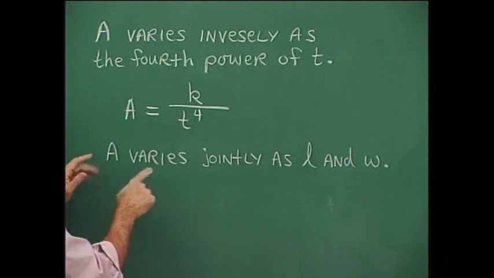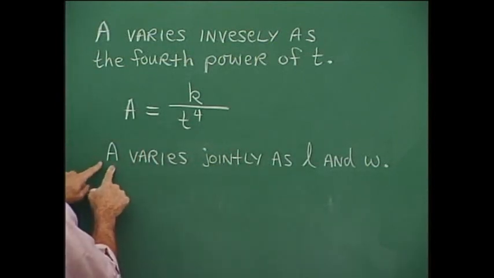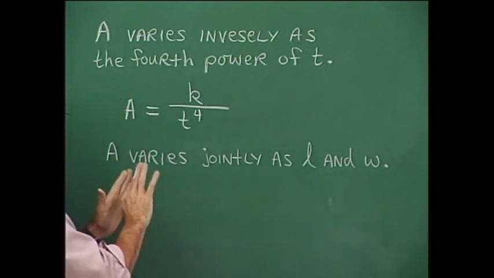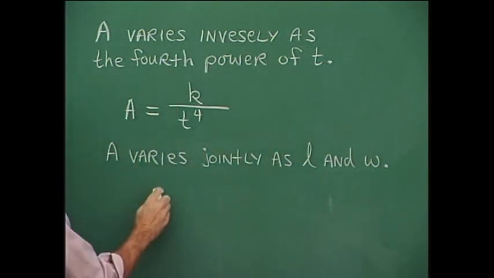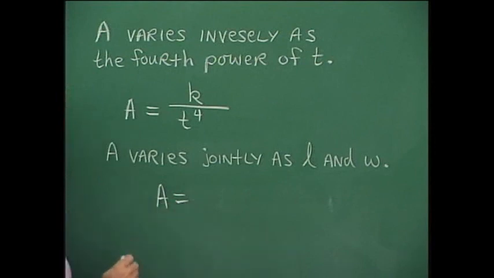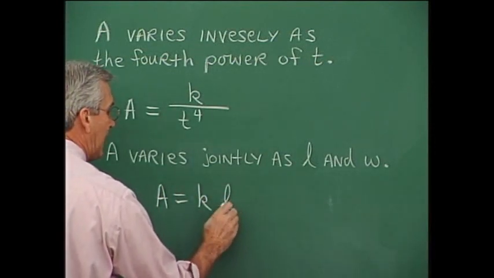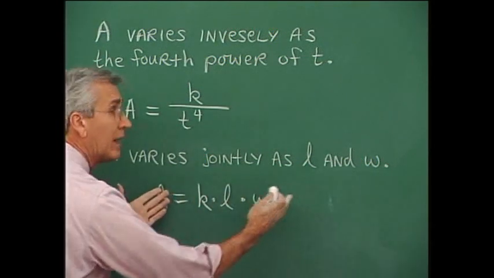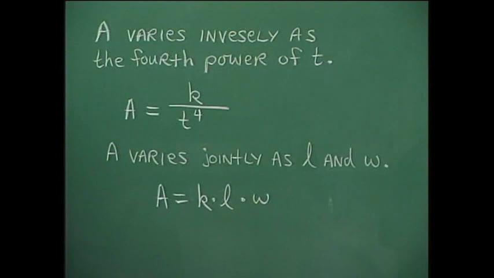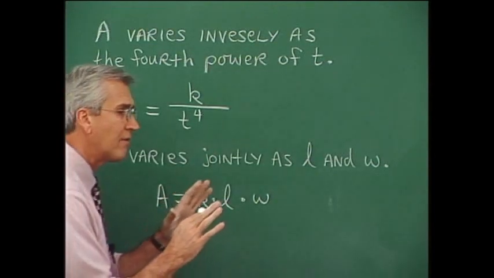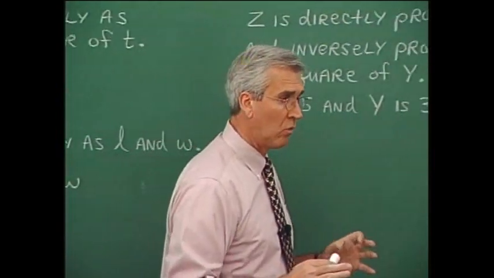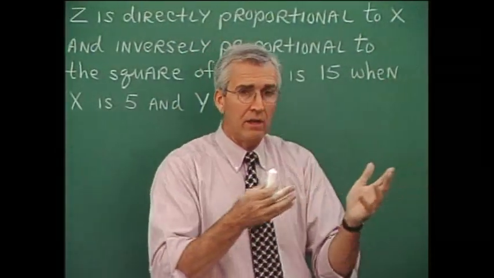In this one, we have what's called joint variation. A varies jointly as L and W. And this is like a double direct variation. We would write A equals a constant of variation times L and times W. You see? So all of them are in an implied numerator here. We can have variation involving several variables. One maybe directly and the other inversely.